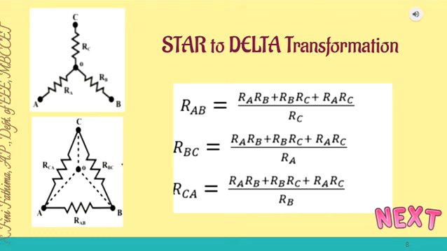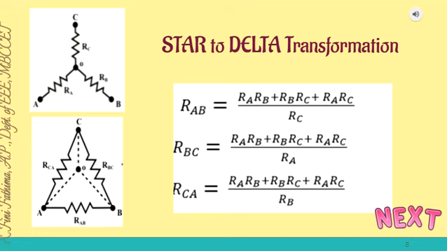Similarly, if I have to find out RBC, then I have to take RARB plus RBRC plus RARC divided by... we have to find out RBC, so divided by RA. The one not in B and C is A. So divided by RA. Similarly, we can find out RCA also.